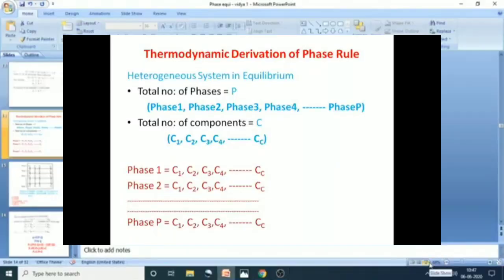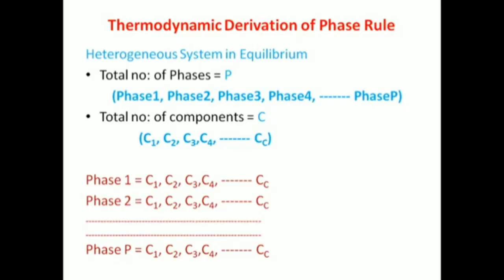We are going to see the thermodynamic derivation of the phase rule. For that, let us consider a heterogeneous system consisting of C number of components distributed in P phases. That is, this heterogeneous system consists of P phases, represented by phase 1, phase 2, phase 3, etc. up to phase P, and each of these phases consists of C number of components.